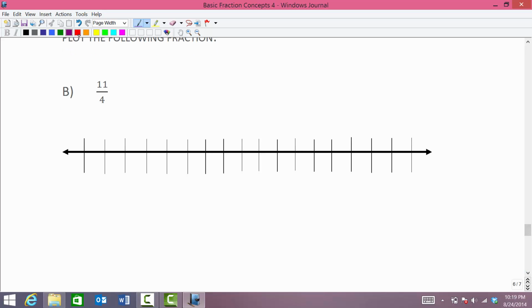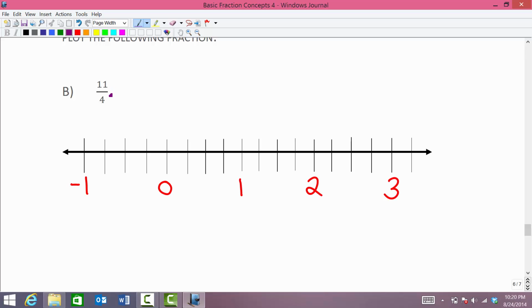Okay, what about 11 divided by 4? Now this time our numerator is larger than our denominator. We have an improper fraction. So let's call this 0, and then 1, 2, we have 4 equal spaces in between each. 1, 2, 3, 4. And this will be like our -1.